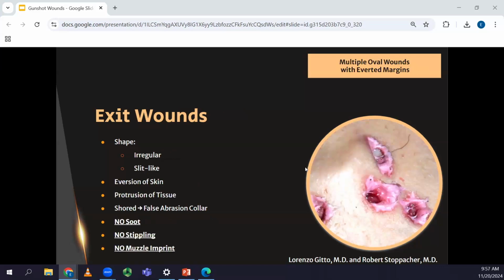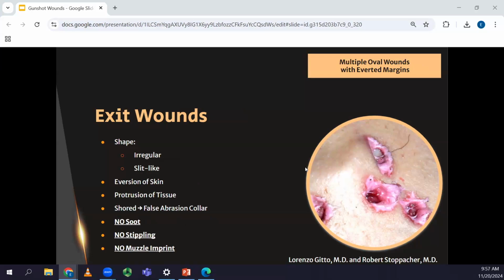Exit wounds tend to be irregular in shape. For the most part, they tend to be slit-like. They can be easily confused with a stab wound with a knife. So the story, the history that you get from the patient is extremely important. For the most part, the skin tends to be everted, and sometimes you can see protrusion of tissue, especially if you've ever seen a gunshot to the head on CT. If you see brain tissue on one side, it's more likely that's the exit wound side.